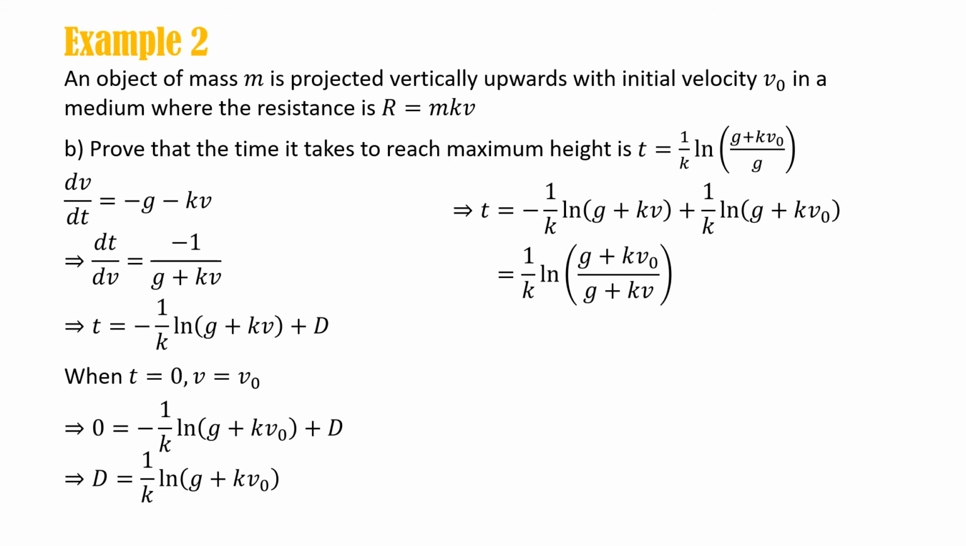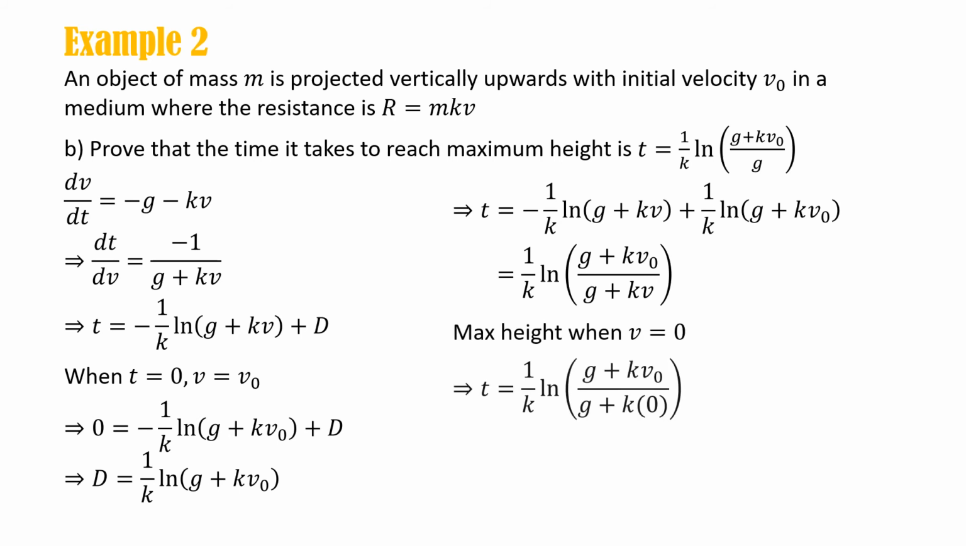Now, what we want, though, is to find its maximum height. So when is our maximum height going to occur? Well, again, it's the same thing. It's when v is equal to 0. So if we substitute in v equal to 0, we get that time is going to be 1 on k times the natural log of that. Now, k times 0 on the bottom is going to go away, so we're just going to be left with g plus kv0 over k, which is what we wanted to show. That was a relatively easy one, part B. So we've worked out what our maximum height is. We've worked out when our maximum height is going to occur. Now we can move on to part C.